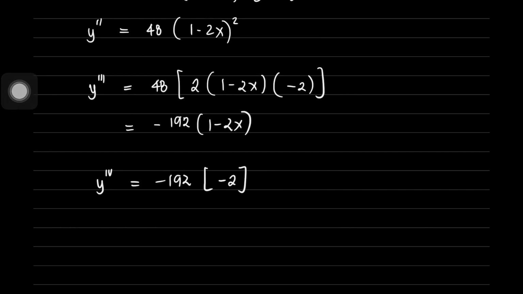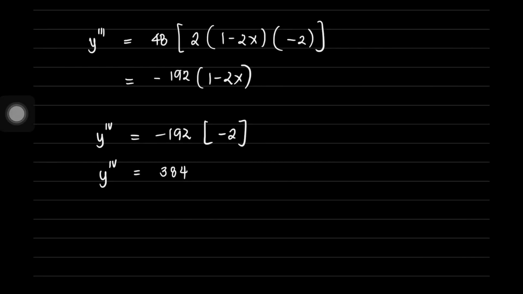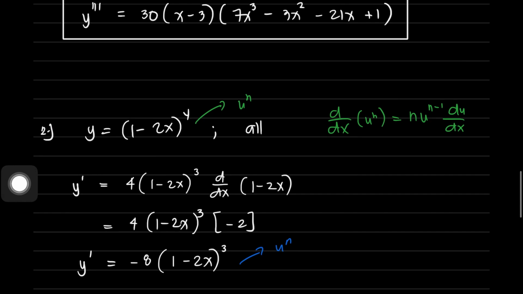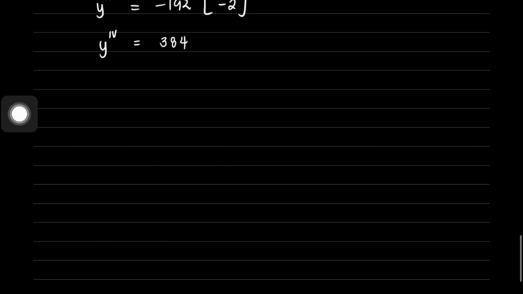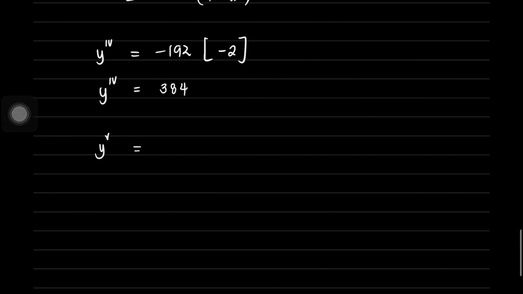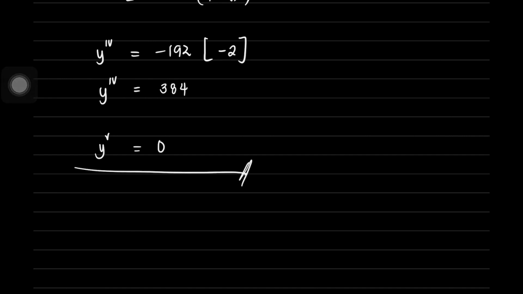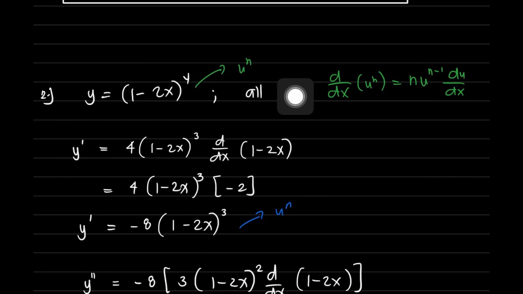And negative 192 multiplied by negative 2 is equal to positive 384. Is that right? All right, so that's 384. This is now the fourth derivative of this function. And solving for the fifth derivative, the derivative of a constant is equal to 0. All right, so this ends the solution for this problem.